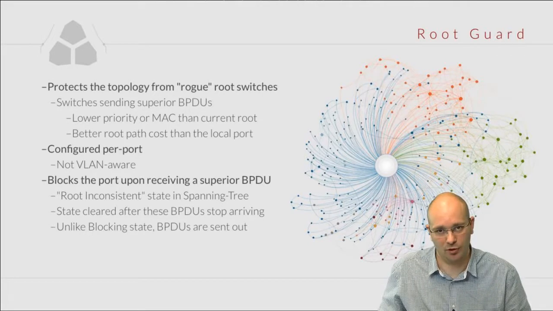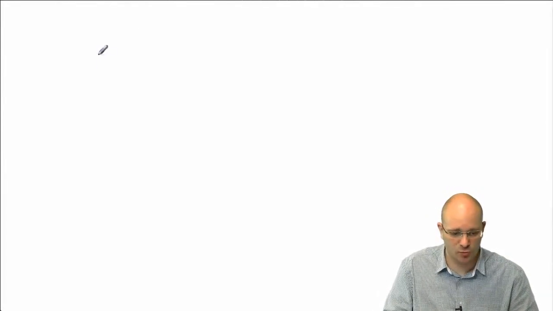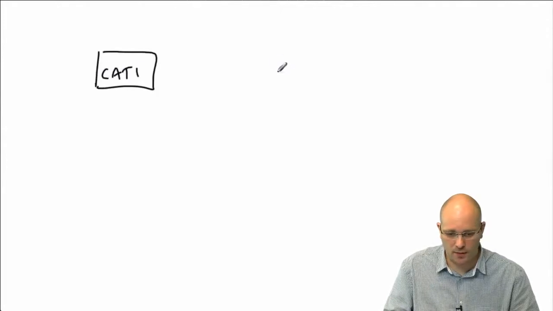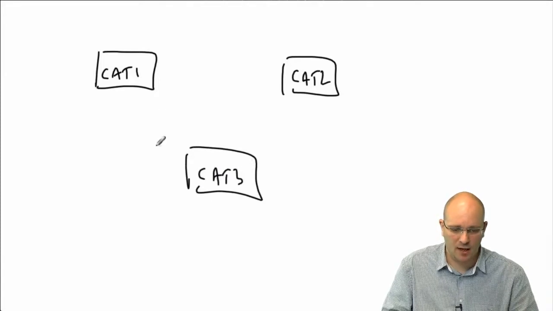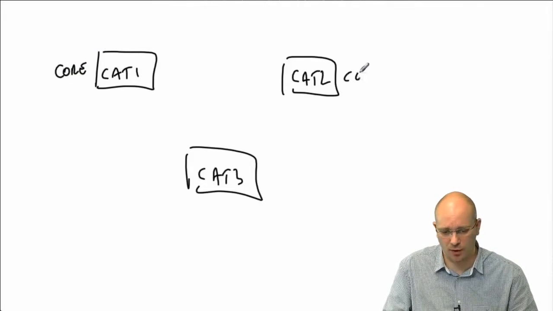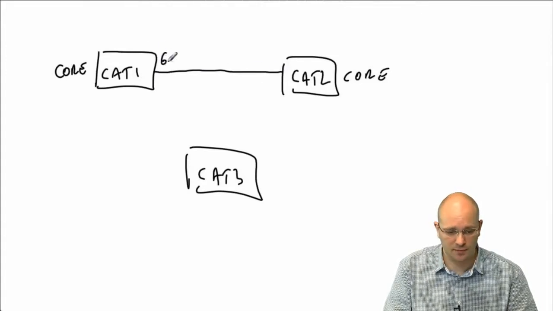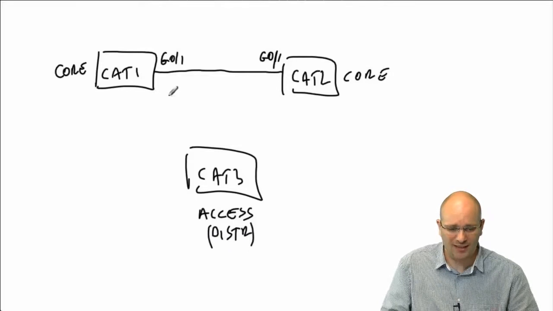Let me give you an example of all this. Let's imagine a network consisting of 3 switches: our Cat1, Cat2, and Cat3. Let's say that Cat1 and Cat2 are the core switches in our network, and they have a high-speed interconnection of 1 gigabit per second. So this is gigabit 0/1 and this is gigabit 0/1. Now let's say that Cat3 here is either an access switch or it may be a distribution switch. But let's keep it simple.